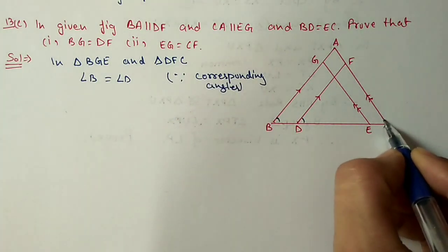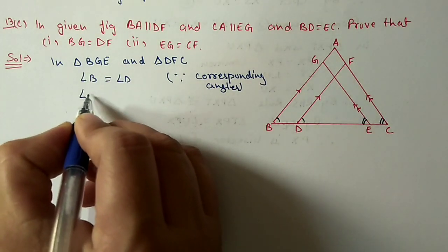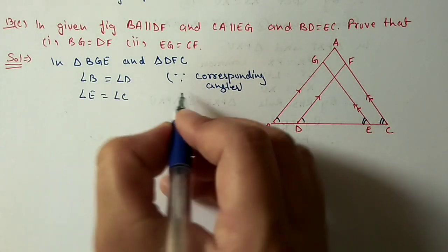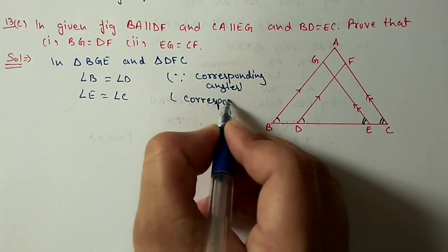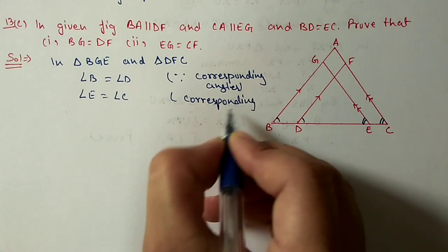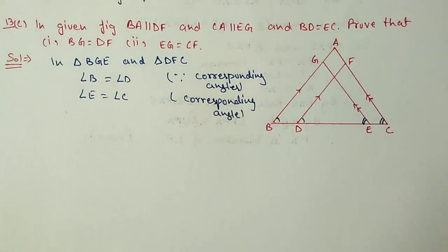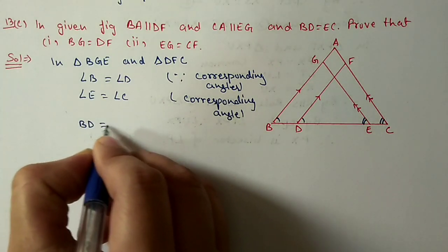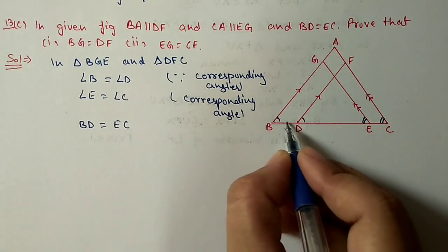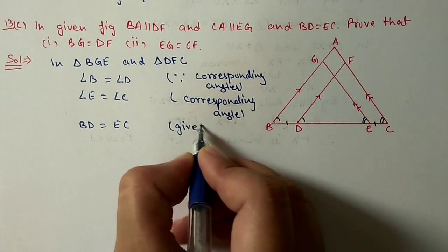Same way we can say angle C and angle E are also equal. Angle E is equal to angle C. These are also corresponding angles. Then next thing, it is given in the question BD is equal to EC.